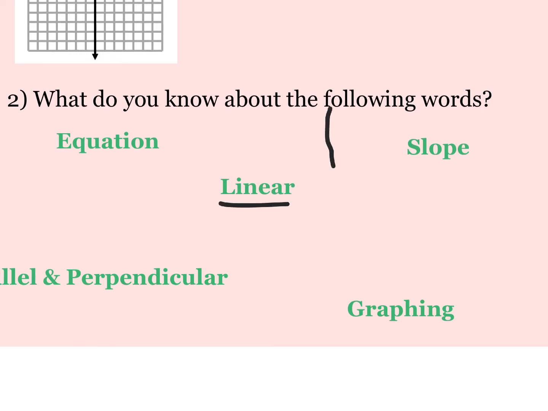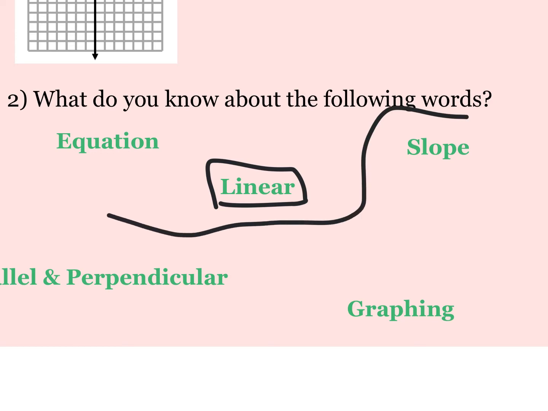Do you know what linear means? It's got a base word. You could probably say, oh, it means that it's on a line. Does that make sense? One thing that a lot of people don't know is when you say it's linear, that means it's a straight line. There's a difference, right? I mean, you could say this is on a line, but that's not linear. Linear means straight line.